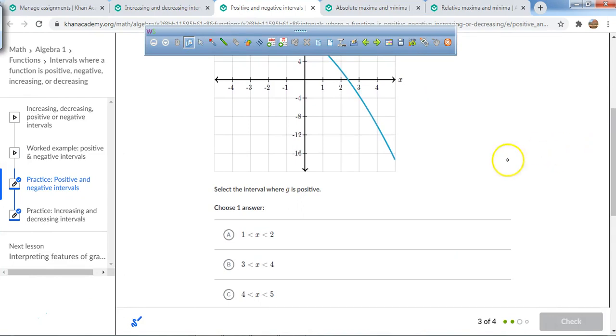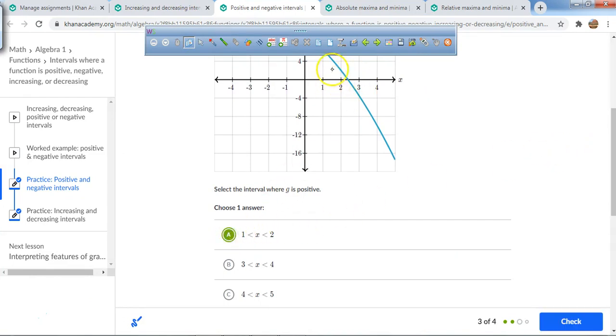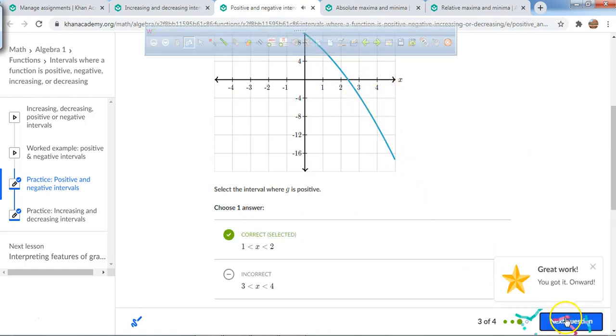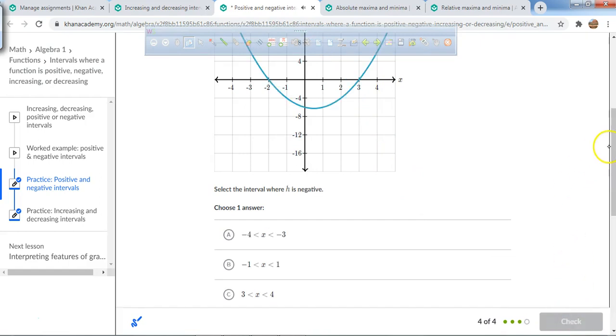Yeah, that's the answer I'm going to select, because between 1 and 2, it is still positive. After it goes right here, see, after it goes 3, that's negative. 4 and 5, that's also negative. All right, let's do one more.